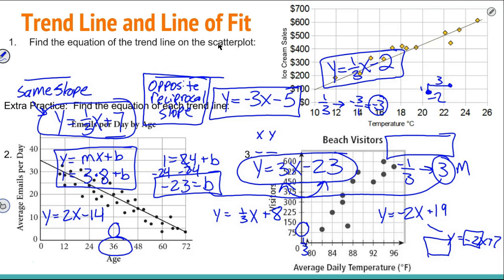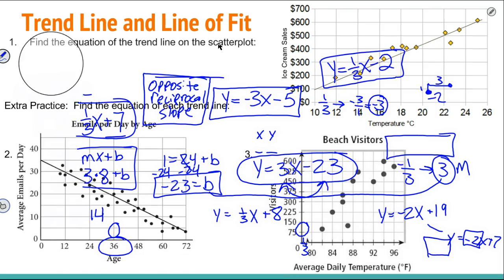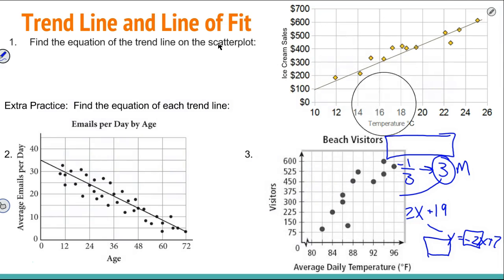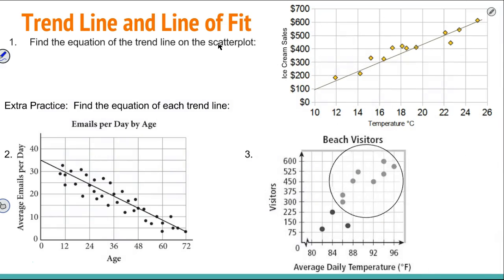Next topic. Trend line and line of fit. We got scatter plots here. This is going to be tough to do on the review video because it's going to be different for everybody depending on what points you choose. But keep in mind that your answer might be different than mine. That doesn't mean you're wrong. They should be similar, but not too far off.